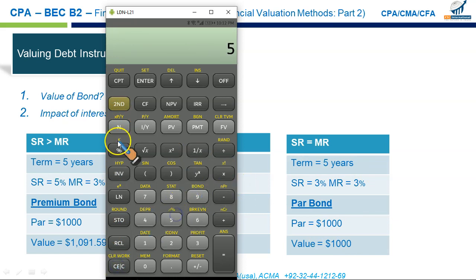Term 5 years, press 5, N. Interest rate per period, always remember, the market rate is 3. PMT is going to be 3% of 1,000, that's 30. 30 negative is going to be the regular payment. And the future value, face value, is 1,000 negative. Press CPT PV, exactly 1,000. So when your stated rate and the market rate are the same, the bond will simply get you the par.